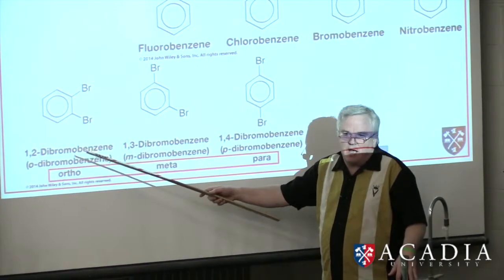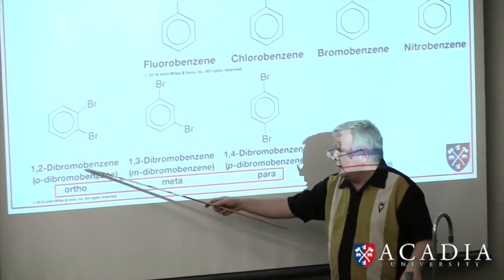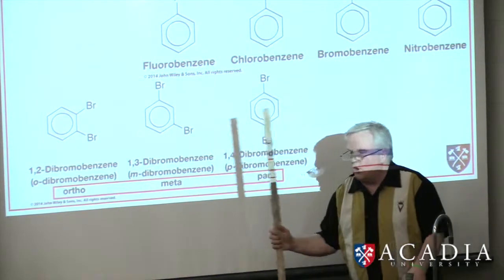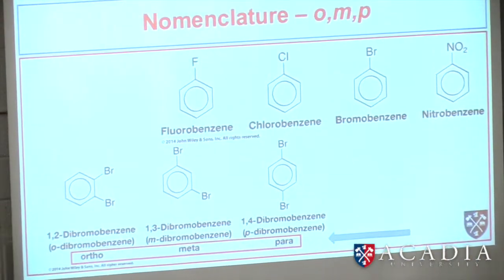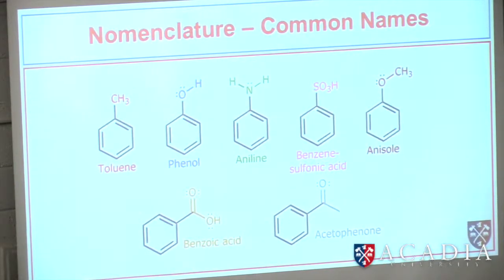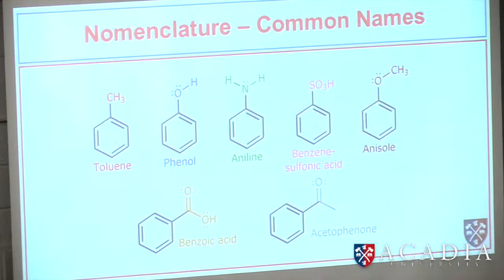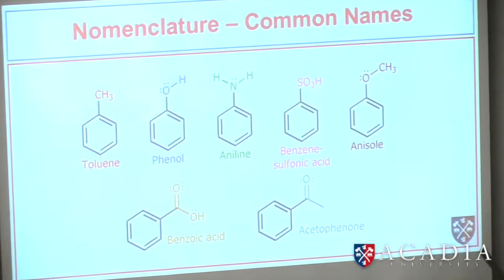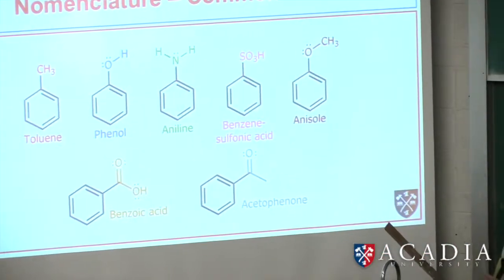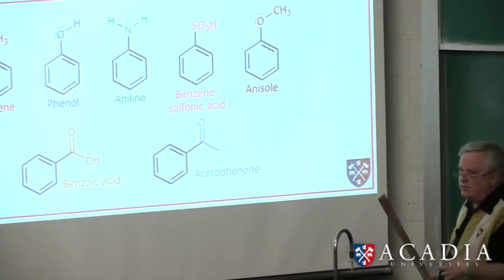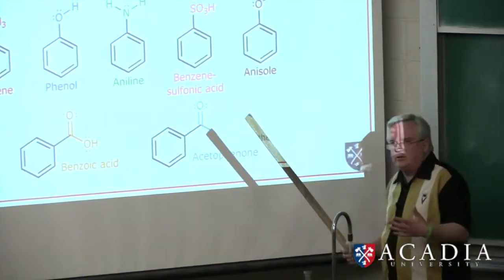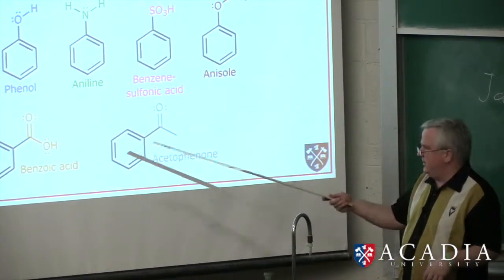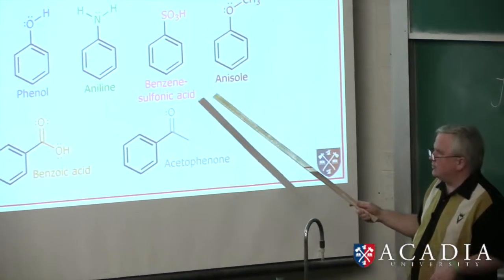You can name them either way. I don't care if you call it 1,2-dibromobenzene or ortho-dibromobenzene. Both are acceptable. We have a lot of monosubstituted benzenes that end up with trivial names. I don't care if you know those trivial names. Well, actually I do, because quite often we'll talk about toluene or aniline. You need to know what it is. So you should know these structures as well.